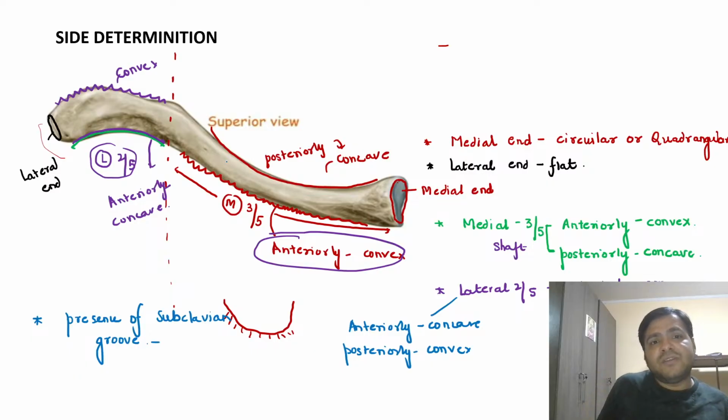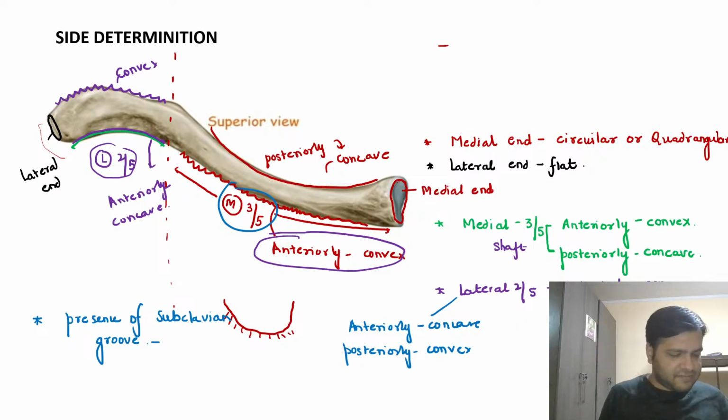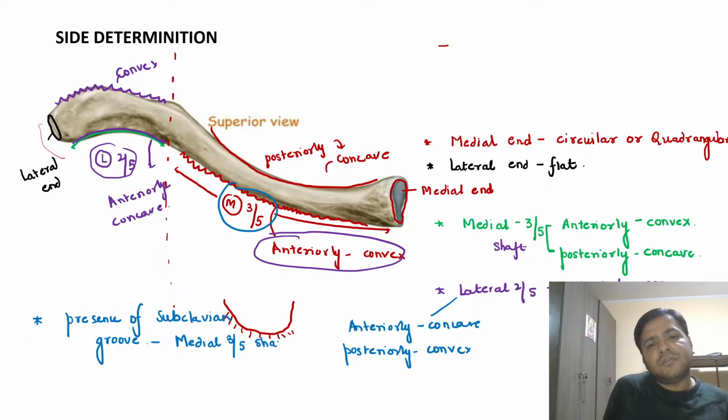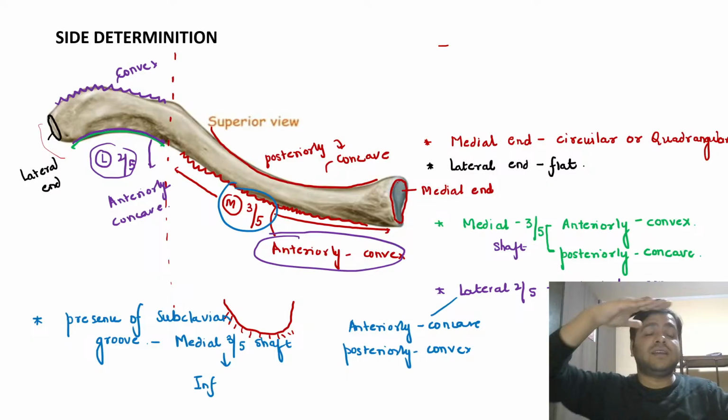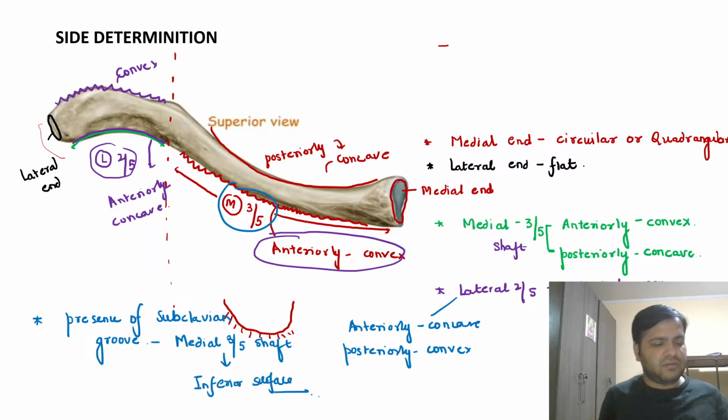Remember, guys, subclavian groove, it is present on medial 3/5, okay, and on the inferior surface, right? It is present on the medial 3/5 of the shaft, right? And on which surface? That is inferior. So subclavian groove has to be located in such a way that it comes inferiorly, right? So it is the inferior surface. Yes, Mehfooz, good.